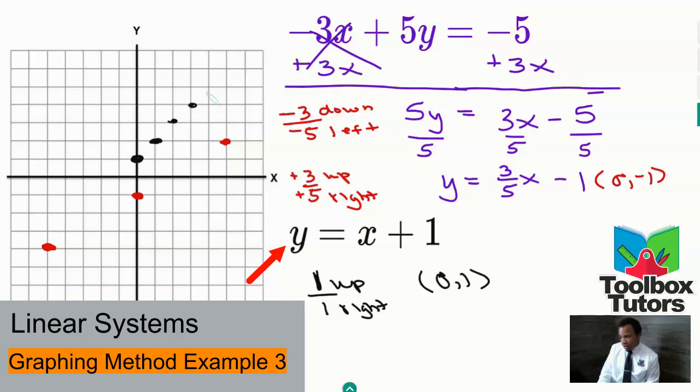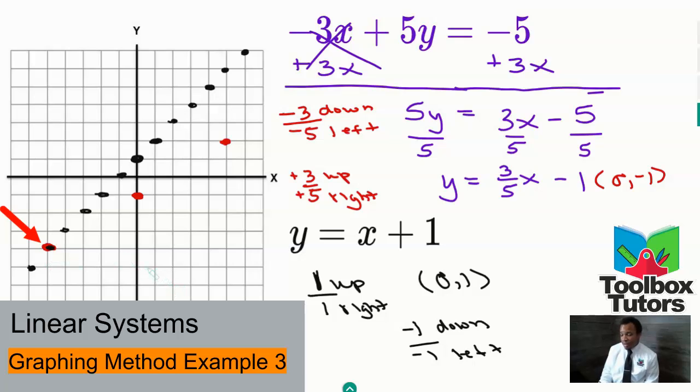Up 1, right 1. And notice that these points are going farther away from the red, so I'm pretty sure the answer is not going to be this way. So now what we can do is switch the slope from 1 up, 1 right to negative 1 over negative 1, which is negative 1 tells us to go down, negative 1 tells us also to go left on the bottom. So down 1, left 1, down 1, left 1, down 1, left 1. And notice that these two lines have this point in common. So now this is our solution.